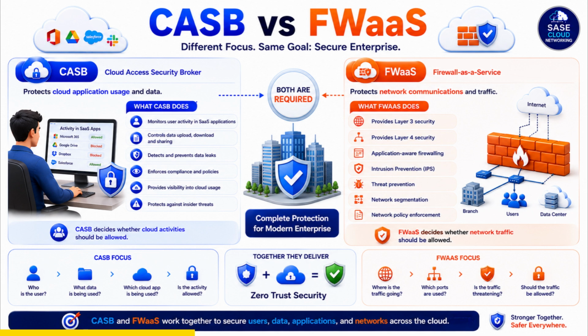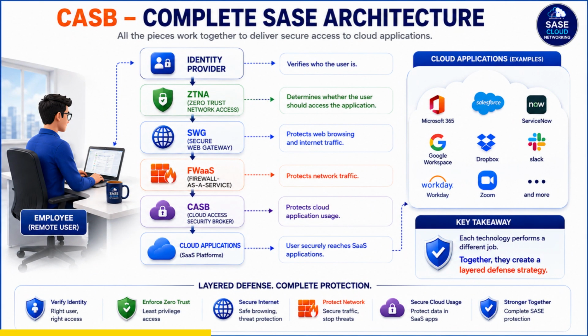Now let's compare CASB with Firewall as a Service. Firewall as a Service is essentially a cloud-delivered next-generation firewall. It provides Layer 3 security, Layer 4 security, application-aware firewalling, intrusion prevention, threat prevention, network segmentation, network policy enforcement. It protects network communications. CASB protects cloud application usage. Firewall as a Service decides whether network traffic should be allowed. CASB decides whether cloud activities should be allowed. Both are required. Complete SASE architecture.